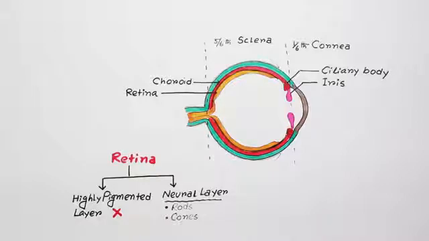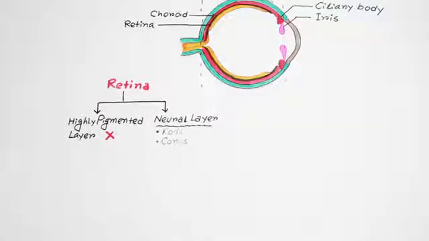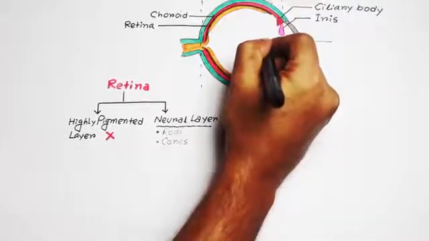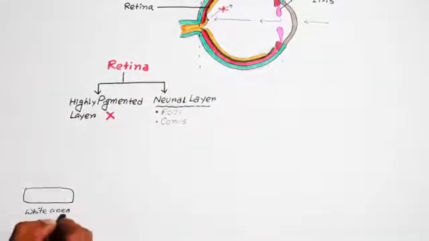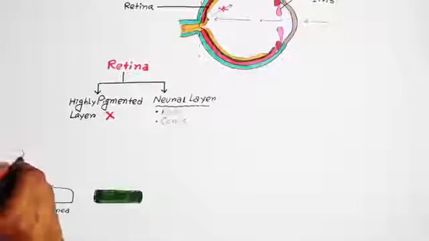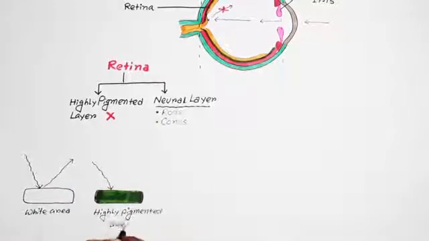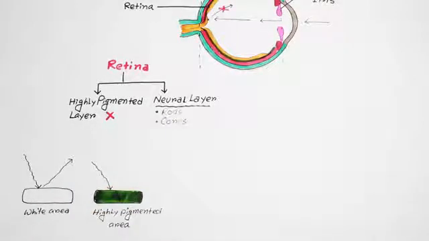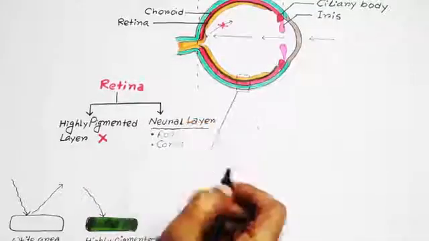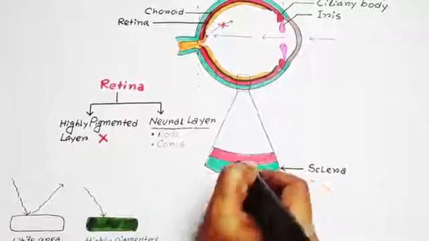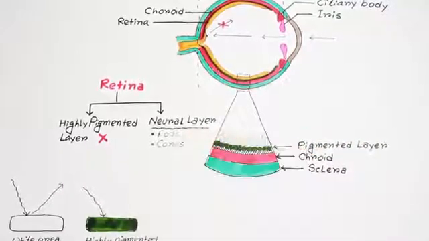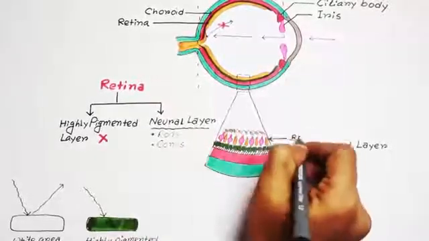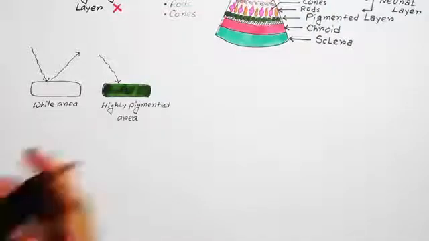You must be wondering, why is it hyperpigmented and what is the use of hyperpigmentation? Well, when light comes into our eyeball, it should get absorbed first, shouldn't get reflected, otherwise the image will be destroyed. As we know, a highly pigmented area absorbs light better than a white or poorly pigmented area. That's why the inner retinal layer is highly pigmented. Let's enlarge this area. Here it is sclera, then choroid, and this pigmented layer, and just above the pigmented layer there is the neural layer which contains rods and cones and bipolar cells, etc.